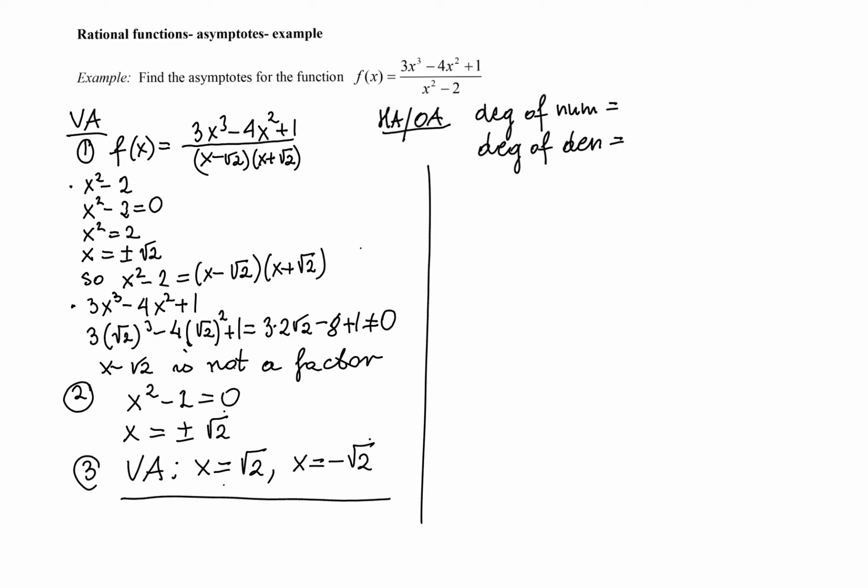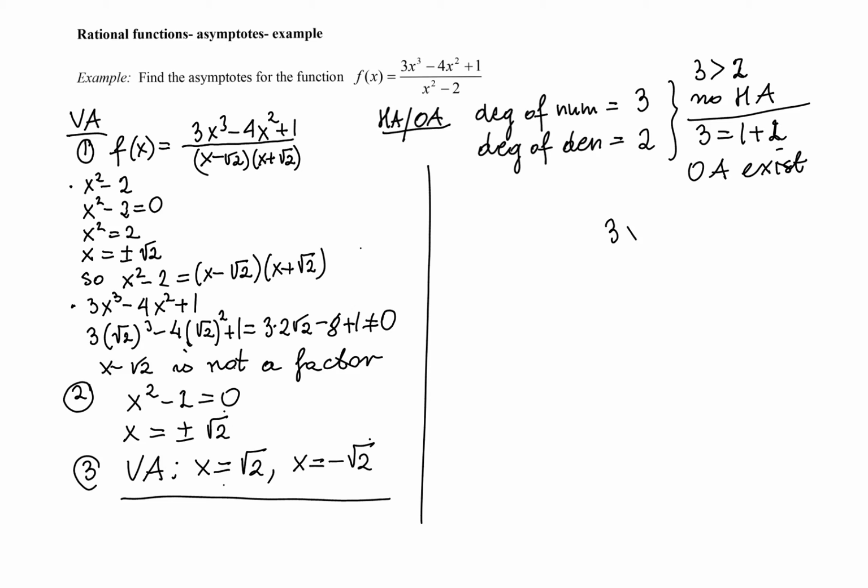As for horizontal or oblique asymptotes, we'll have to determine the relation between the degree of the numerator and the denominator. The degree of the numerator is 3 and the degree of the denominator is 2. So the degree of the numerator is more than the degree of the denominator, so there is no horizontal asymptote. However, the degree of the numerator is 1 more than the degree of the denominator, so there is an oblique asymptote. To find the oblique asymptote, we have to divide the numerator by the denominator.